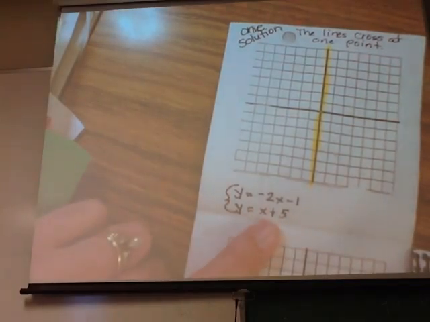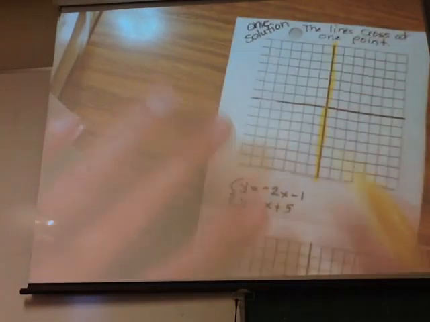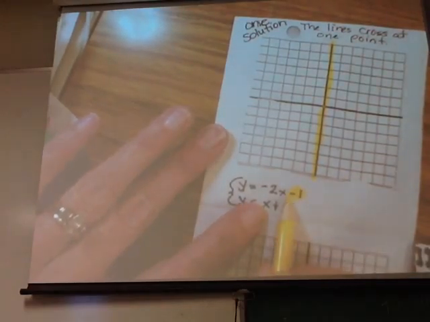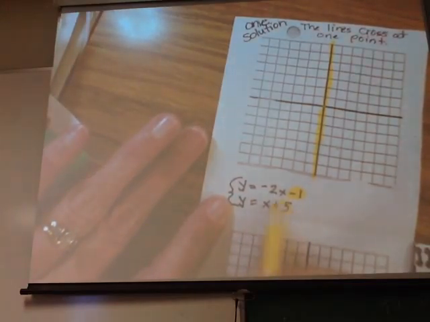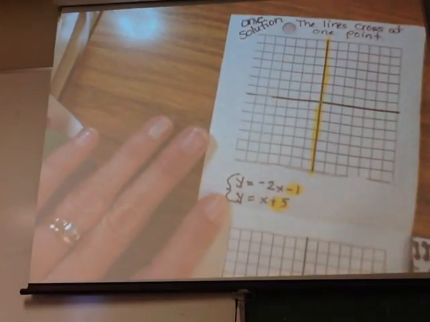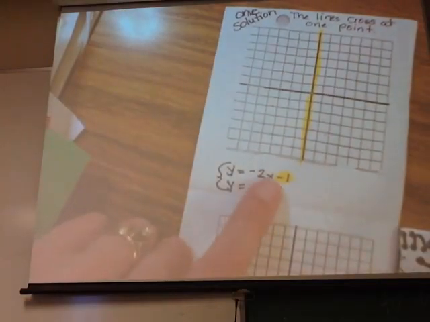I want you to also take your highlighter, and I want you to color in the constant, which is the letter B in slope-intercept form. So here's my constant. It's a -1. I'm also coloring in that sign because that matters. And down here, the constant is a +5. So that tells me, whenever I'm graphing, where to start. That's my y-intercept value.